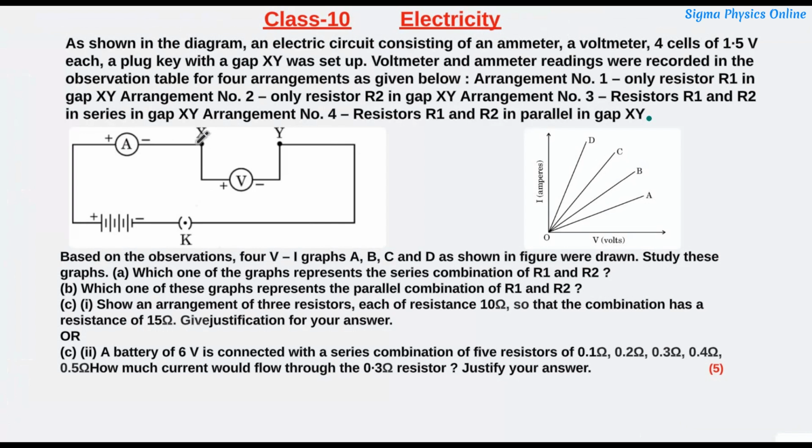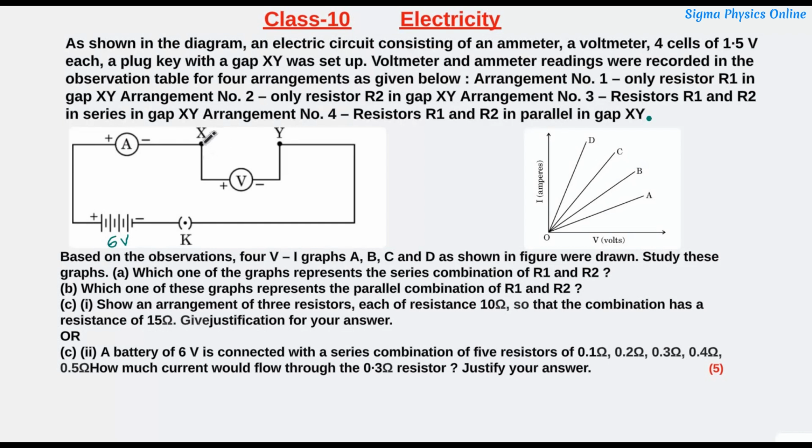Now there is a circuit in which there is an ammeter, there is a voltmeter, and there are 4 cells of 1.5 volt each connected with a key, and there is a gap XY in which we have a combination of resistors which are connected. Now the battery has a total of 4 cells and they are of 1.5 volt each, so the total potential difference comes to be 6 volt.